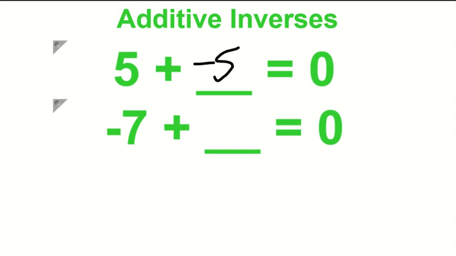Let's look at another one. -7 plus what equals 0? Jeremiah? So basically, additive inverses are numbers and their opposites, the positive and negative version of the same number. Everybody clear on that? It's not too often you see it, but if a question asks you what's the additive inverse of some number, all it's looking for is the opposite.